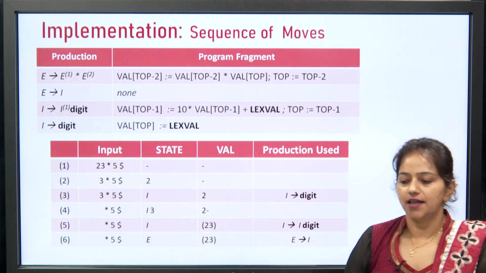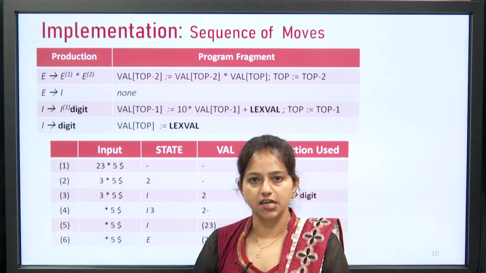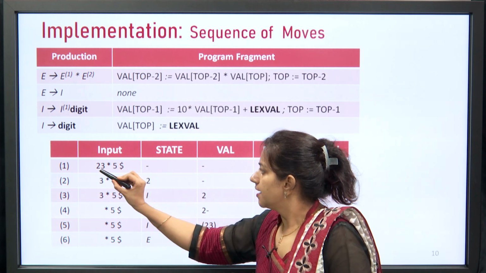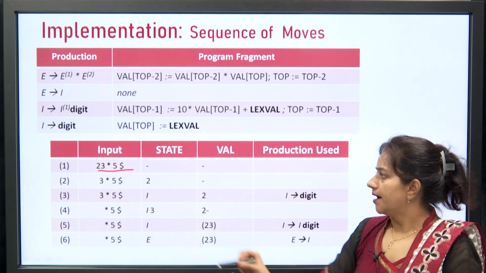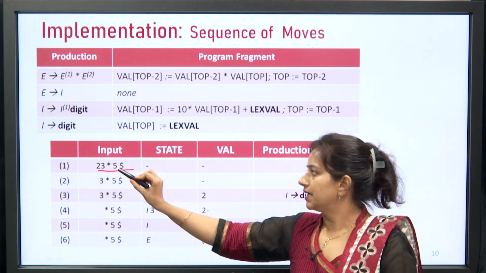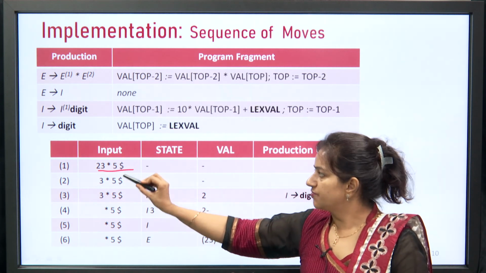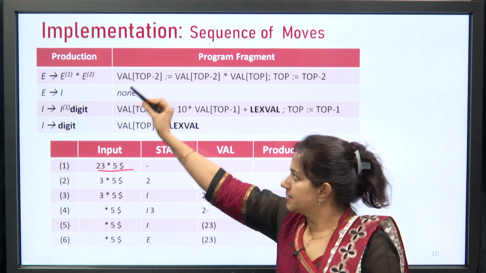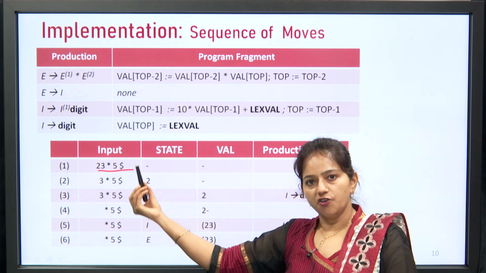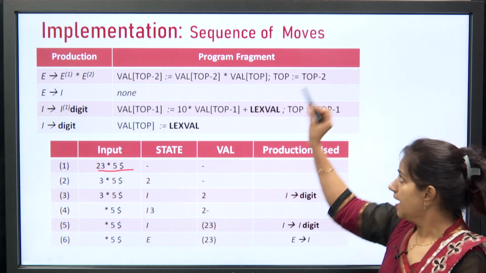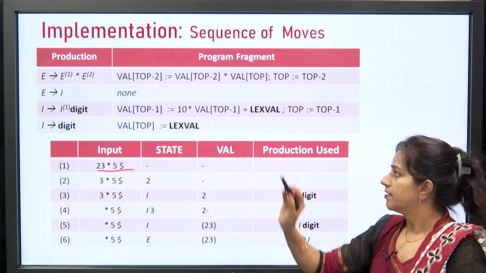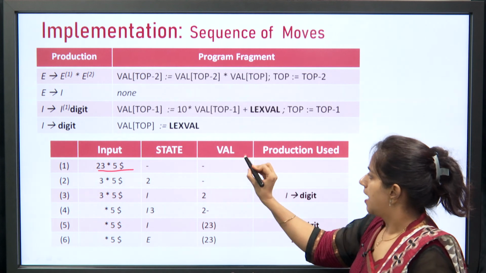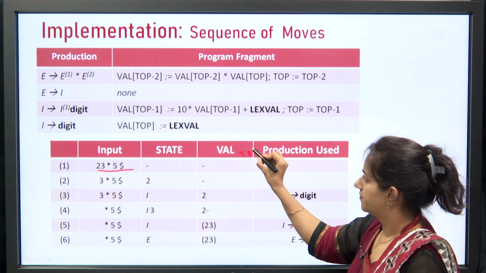So, here we will see the sequence of steps or sequence of moves related to the implementation. In this example the input string is 23 multiplication 5, and at last we have appended a dollar sign just to show the end of the string. So, here is the production, some subset of productions has been written here, and this is the program fragment related to these productions. Now, here this is state and this is val, and on the right hand side we have top of the stack.